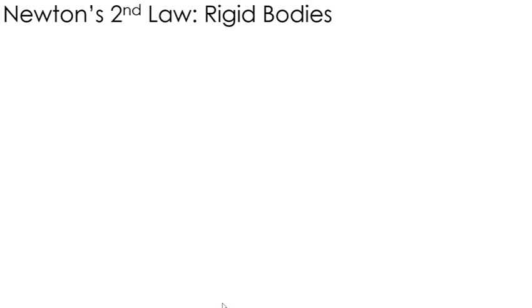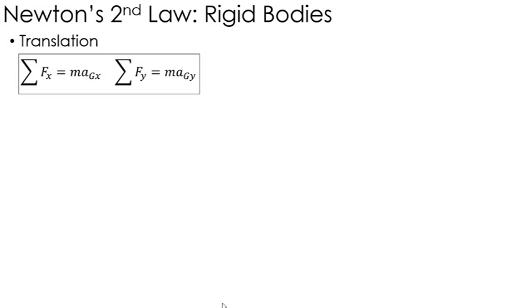Okay, we are now going to apply Newton's second law of motion to rigid bodies, and we're just really going to look at planar motion moving forward. So Newton's second law, translation is going to be the same as it was for a particle. That would be the sum of the forces equals the mass times the acceleration. This time we use the acceleration of the center of gravity for our rigid body, but still it's the same equation. Sum of the forces equals mass times acceleration.